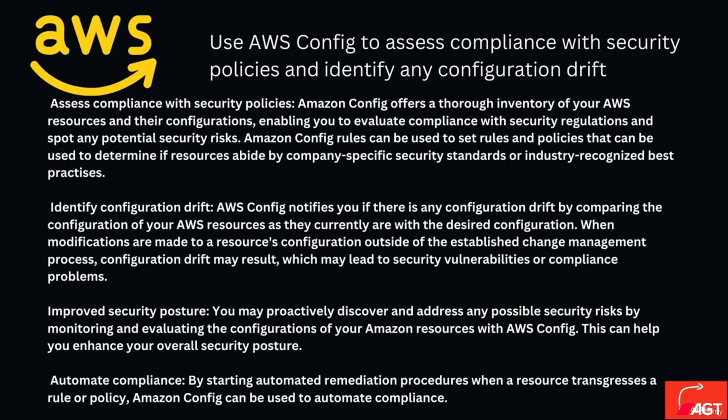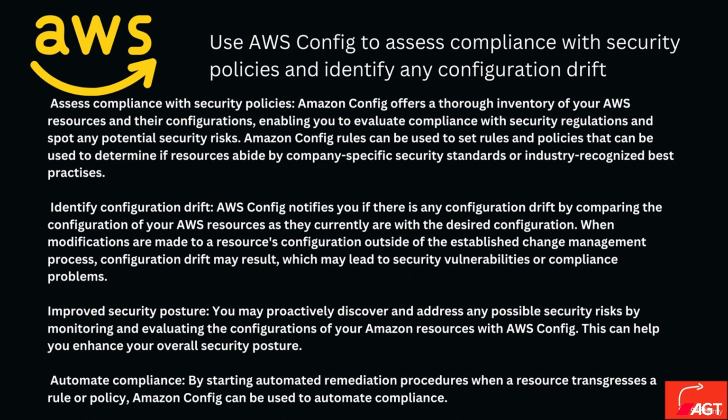Use AWS Config to assess compliance with security policies and identify any configuration drift. You can evaluate compliance with security standards and spot any configuration drift in your Amazon environment using the service known as AWS Config. Config provides a thorough inventory of the resources and their configurations while continuously monitoring and recording the configurations of your AWS resources. By using AWS Config, you can assess compliance with security policies.